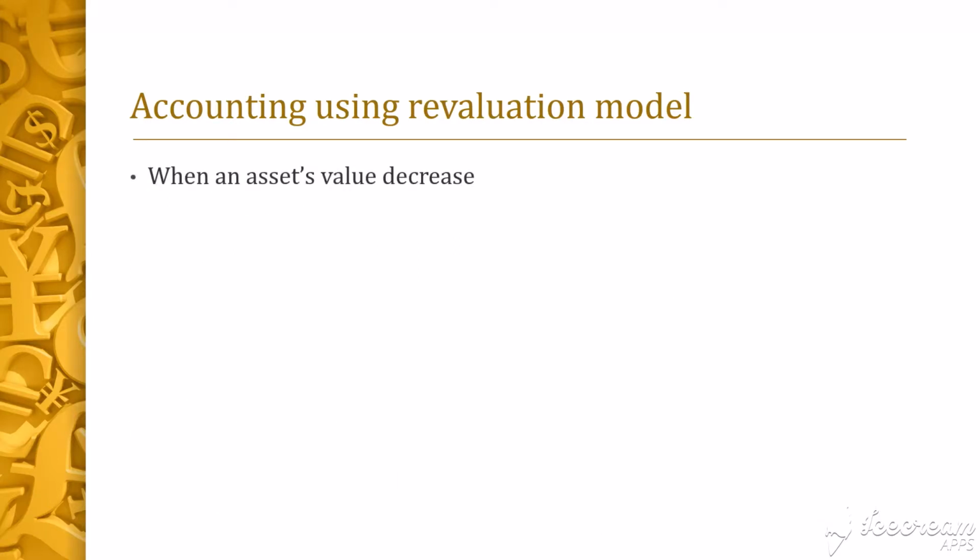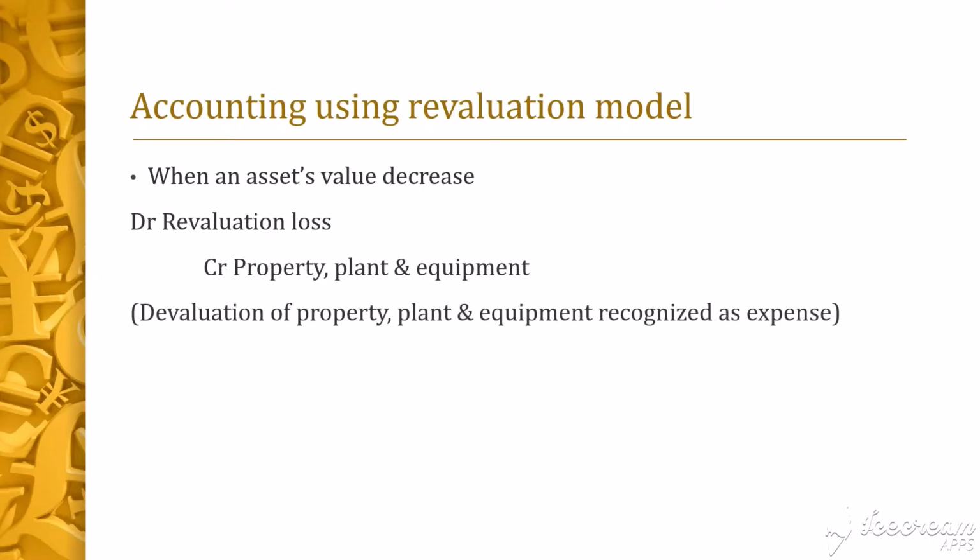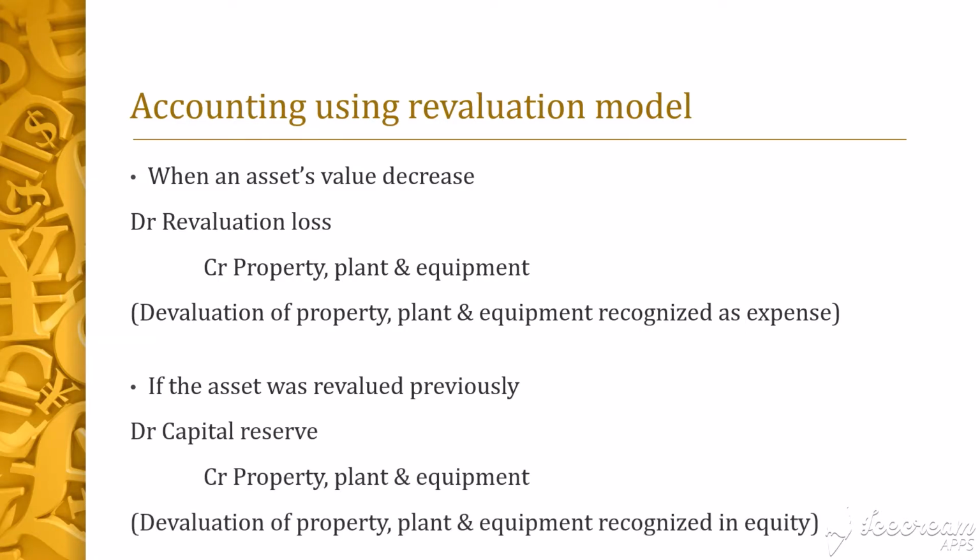On the flip side, when the asset's value decreases, the decrease is recognized in profit or loss, debit revaluation loss, and credit property, plant and equipment. This is an expense. However, if the same asset previously had a revaluation recognized in the capital reserve, the decrease is offset against the capital reserve to the extent of any credit balance left in the capital reserve in respect of that asset. The decrease recognized in the capital reserve reduces the reserve account and equity balance. It is not an expense.